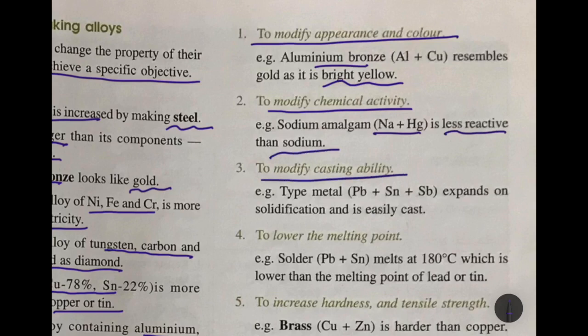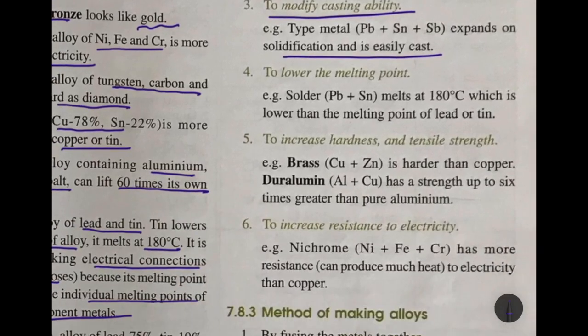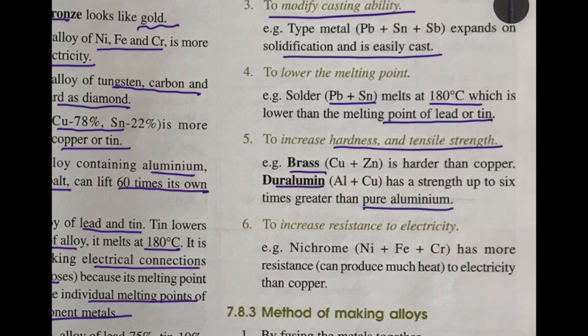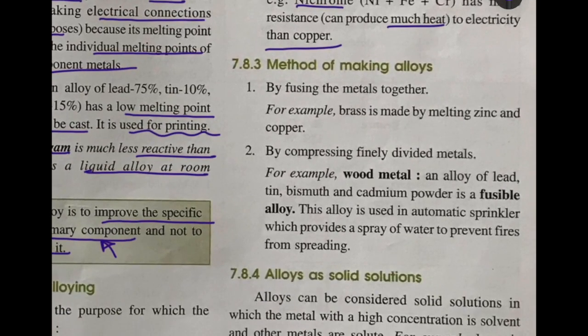Next is to modify casting ability. Type metal, lead, tin and antimony, expands on solidification and can easily be cast. It can be made into different shapes. To lower the melting point, solder, lead and tin, melts at 180 degrees Celsius, which is lower than the melting point of lead or tin. To increase the hardness and tensile strength, brass, duralumin has a strength up to 6 times greater than pure aluminium. And to increase the resistance to electricity, nichrome has high resistance to electricity. It can produce much more heat than copper. Now, there are different methods of making alloys. First is by fusing the metals together.